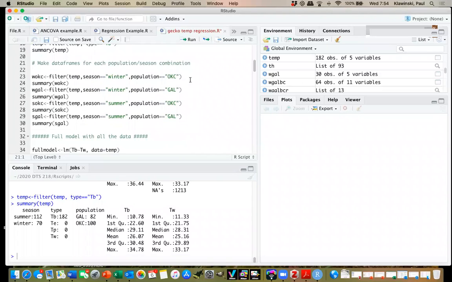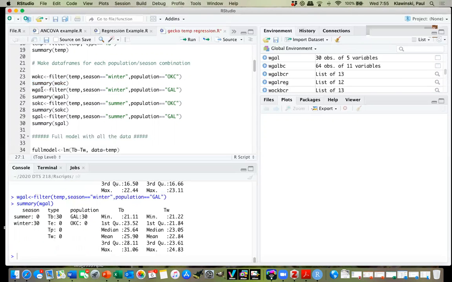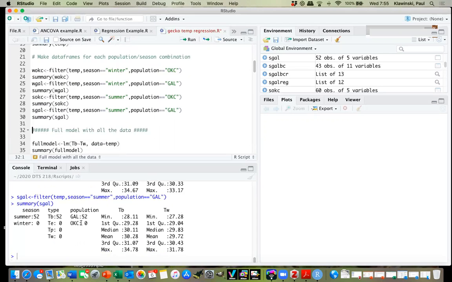The next thing I did was subset this data and give myself good names. So winter OKC. This is all temperature data. I just make a bunch of things, and when I want to check them, I don't look at the data set. I just get a summary of the data set, and it says I have 40 winter geckos that were also collected in Oklahoma City. Winter Galveston, once again, should just be winter Galveston. So keep track of sample sizes as well. Summer Oklahoma City should just be summer in Oklahoma City. And then summer Galveston is summer Galveston.